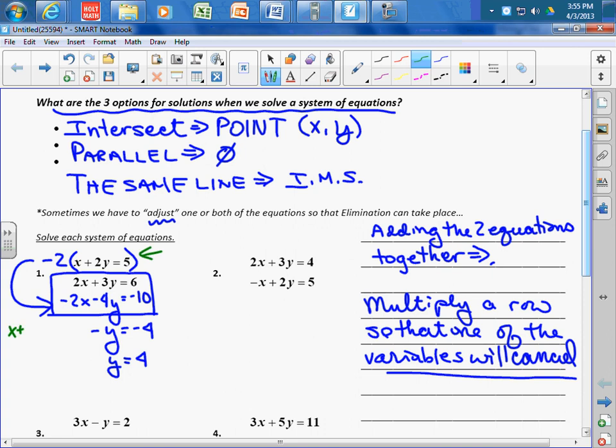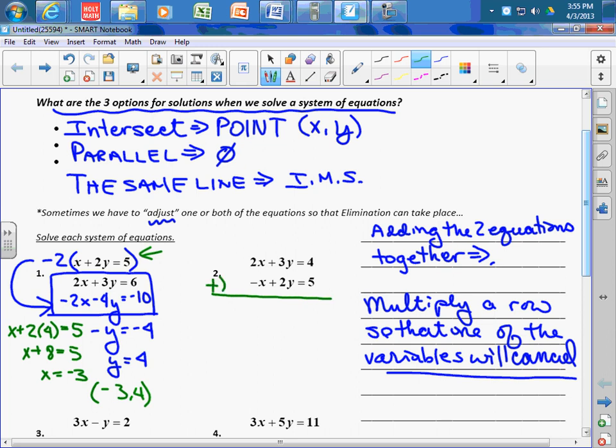X plus 2 times 4 should be equal to 5. X plus 8 equals 5. Subtracting 8 from both sides, you get negative 3. So our point of intersection is negative 3, positive 4. Look at number 2.